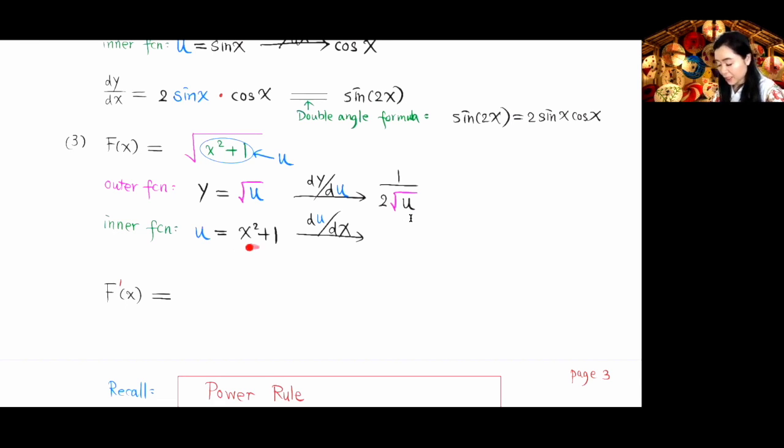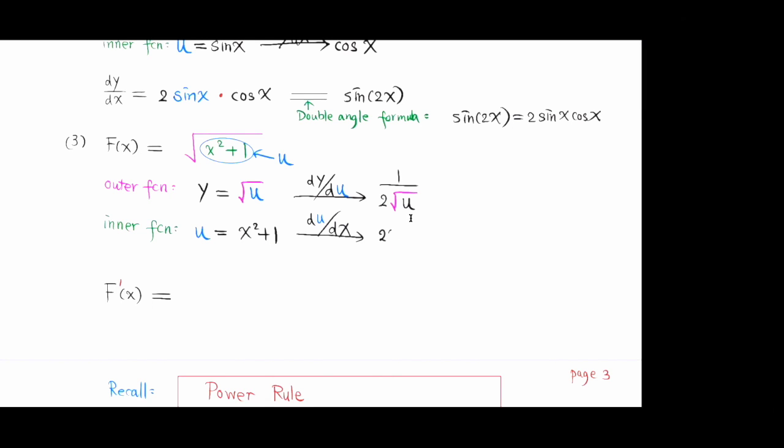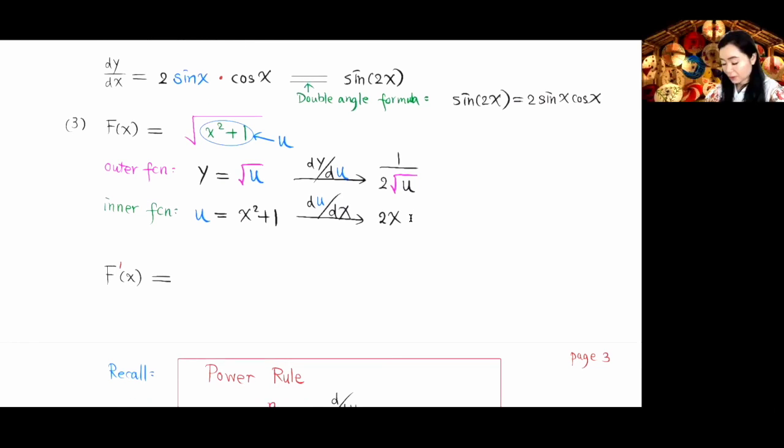Now, the derivative of this inner function with respect to x is what? 2x. Yes, that's 2x. So now the derivative of this composition of the outer function with the inner function will be the product of this and this, right? So that will be 1 over 2 square root of, well, the u over here is x squared plus 1. And then you multiply this by 2x, and then you simplify it.